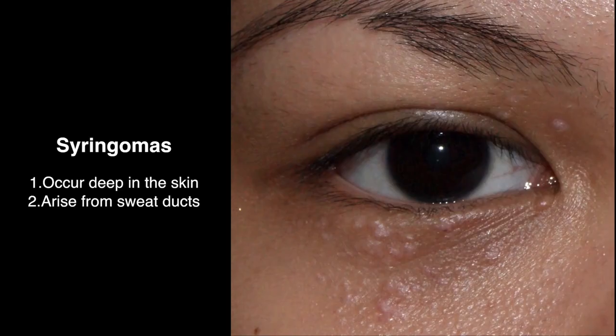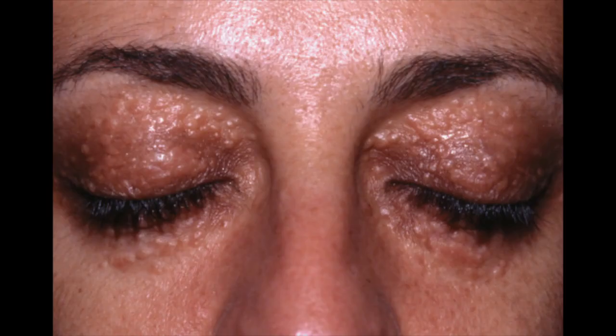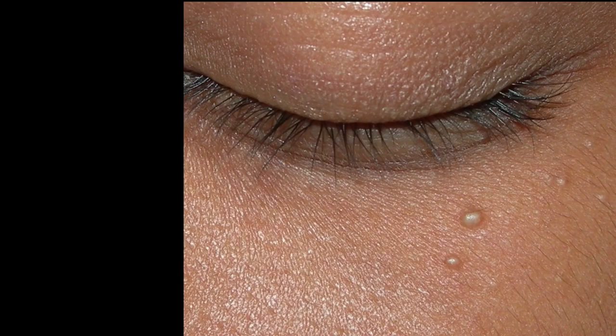Okay guys, so here are the fundamental differences. Syringomas lie deep in the skin. They are genetic in origin and often more common in Asians. They occur usually in the lower eyelids, but in extensive cases they can occur both in the upper and lower eyelids. And they arise from sweat gland ducts.